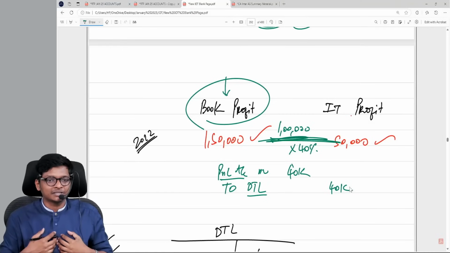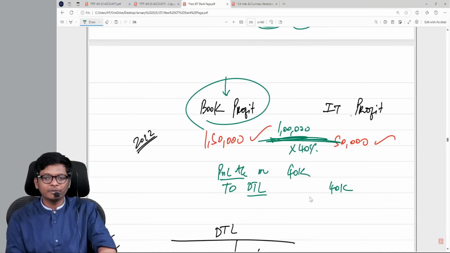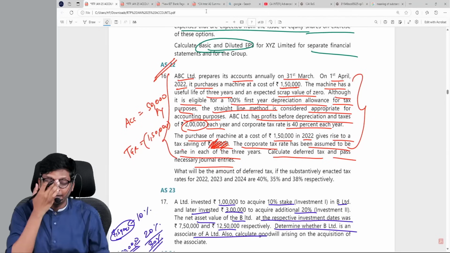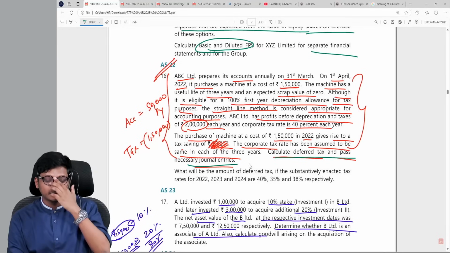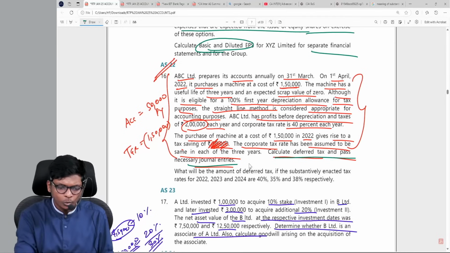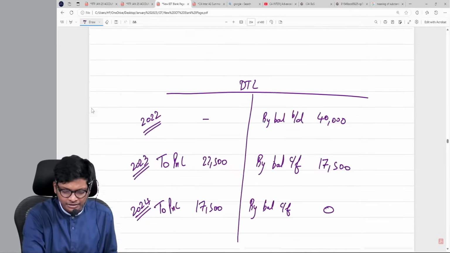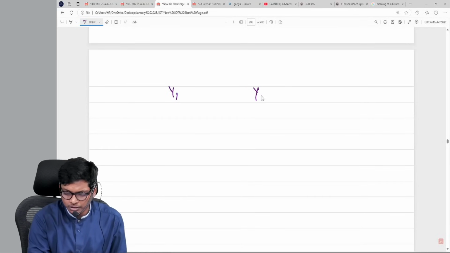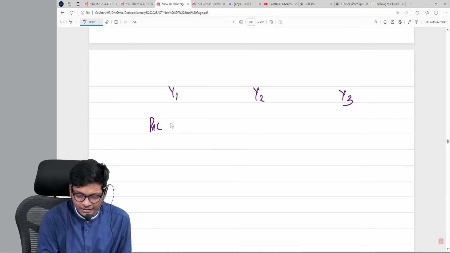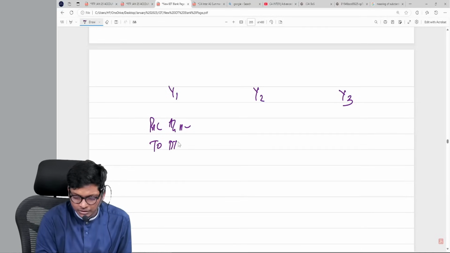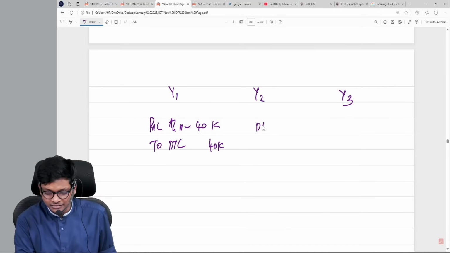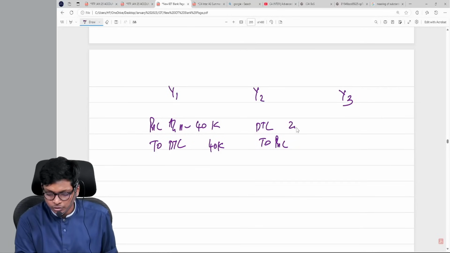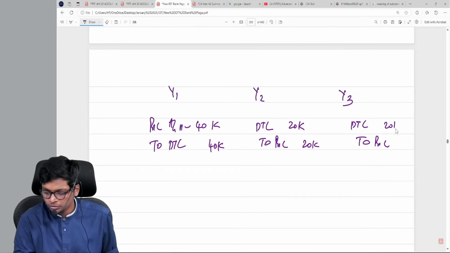This is the first part of the sum. Reversal next year, DTL to P&L, 20k. Understood? So with this, we are done with the first part of the sum, where we found out the deferred tax liability and passed the journal entries. What are the journal entries basically? To summarize the journal entries for you guys: in year 1, the entry was P&L account debit to deferred tax liability for 40,000. Year 2, we reversed deferred tax liability to P&L 20,000, and year 3, deferred tax liability to P&L 20,000.